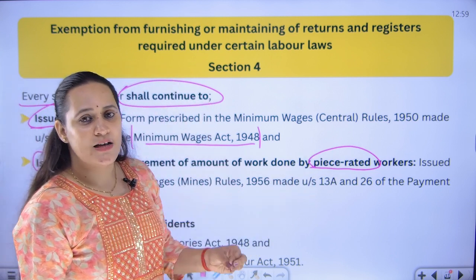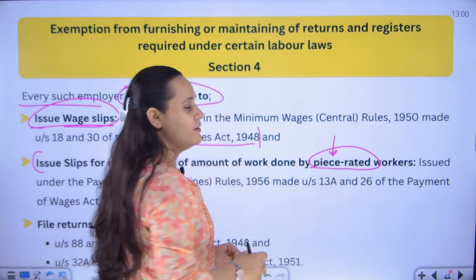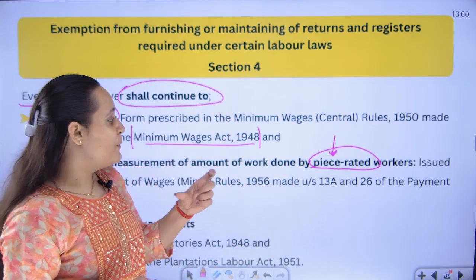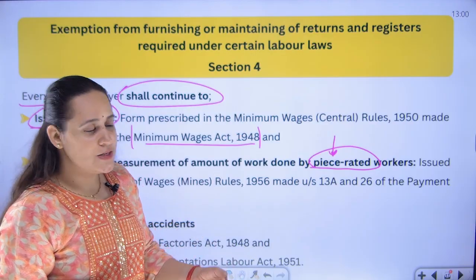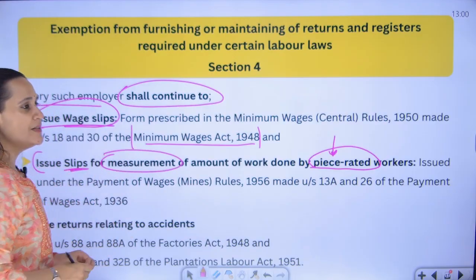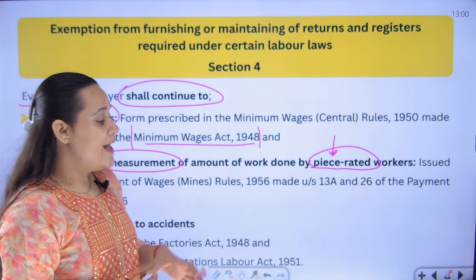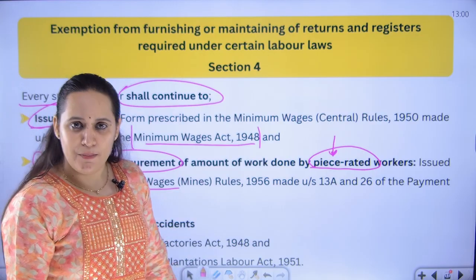We know different categories of identifying what is the wage. So if any employer is appointing people on the basis of piece rate, how much manufacturing they have done, how many number of units they have produced, in that case you are required to issue a slip for measuring how much work they have done on a particular day under the provisions of the Payment of Wages Act. That should continue to be maintained.